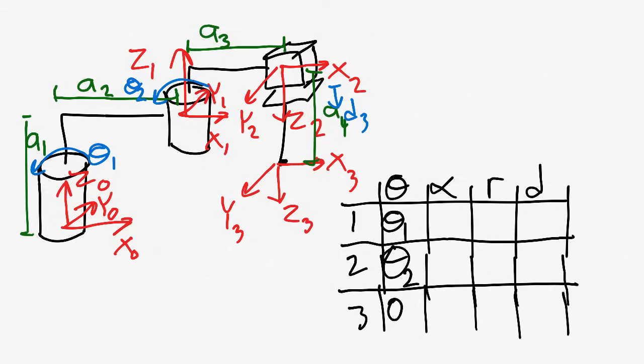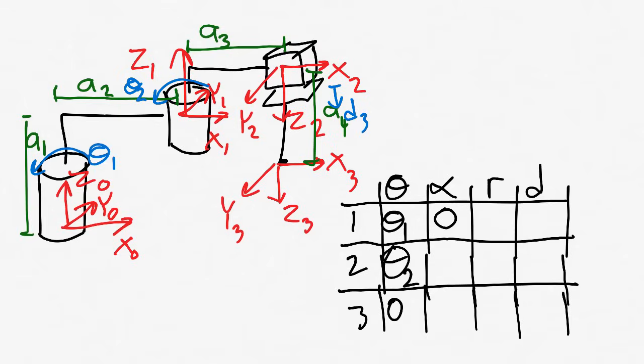Let's look at alpha. Alpha is the rotation around Xn that we need to get frame n-1 to match frame n. In the first row, we're going to compare frame 0 to frame 1. We're going to ask ourselves, how do we have to rotate frame 0 around the axis x1 to get frame 0 to match frame 1? Since these 2 frames are already oriented exactly the same, we have 0 for alpha here.